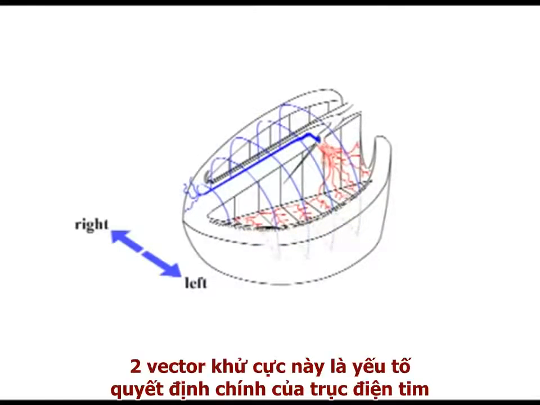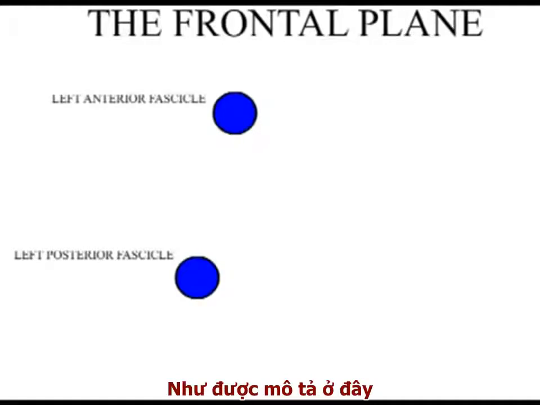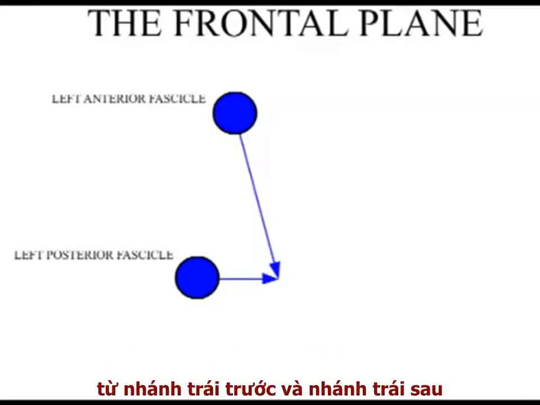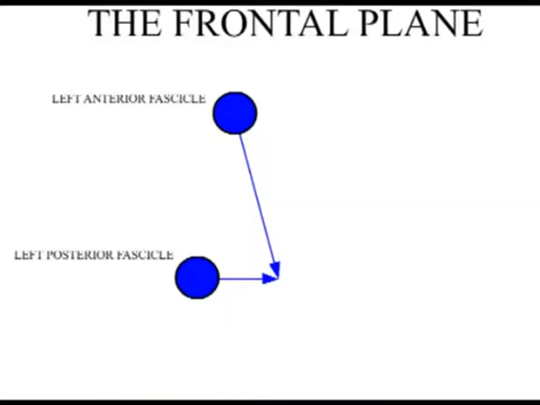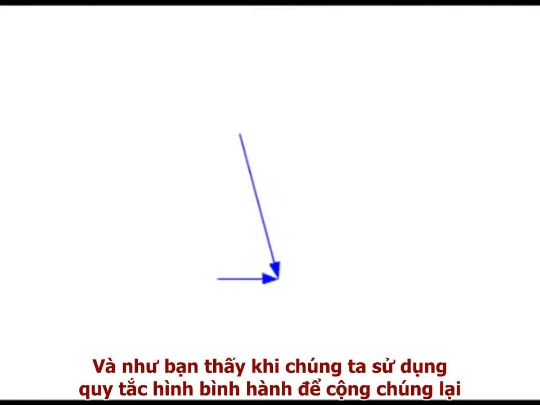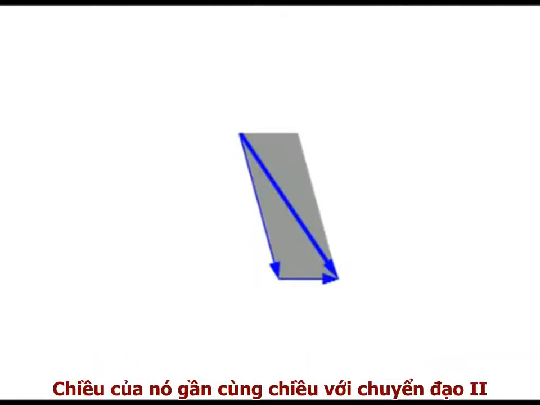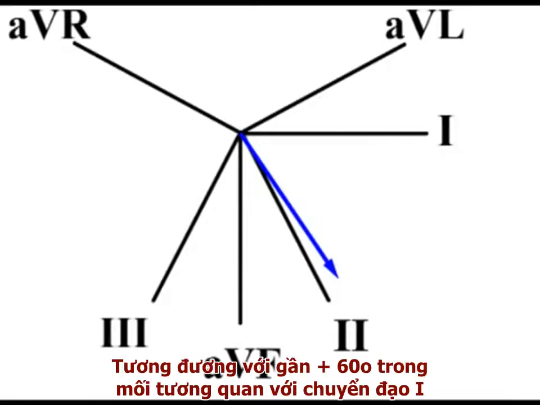In a normal heart, these 2 depolarizing vectors are the prime determinant of the cardiac axis. As shown here, in the frontal plane, the plane of the screen, they can be represented as vectors flowing simultaneously from the left anterior fascicle and from the left posterior fascicle. As you can see when we use the parallelogram rule to add them together, the total vector generated is travelling downwards and to the left, more or less straight down lead 2, at approximately 60 degrees relative to lead 1.